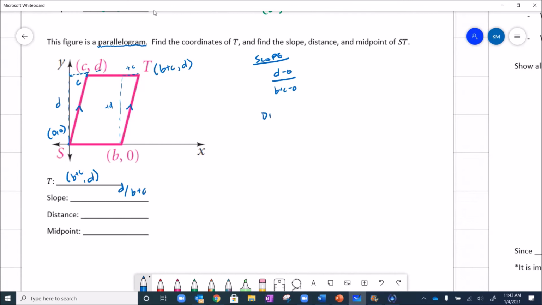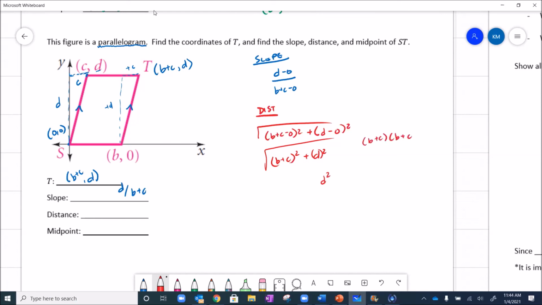Distance here gets a little bit more involved. We've got the x coordinate, which is B plus C minus 0 squared plus D minus 0 squared. Okay. So B plus C squared plus D squared, which the D squared part is pretty simple. It's just D squared. The B plus C squared part makes us have to go and actually do that out.